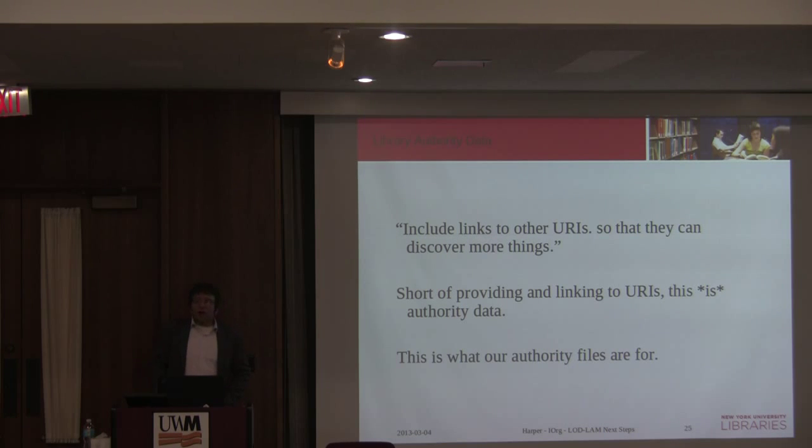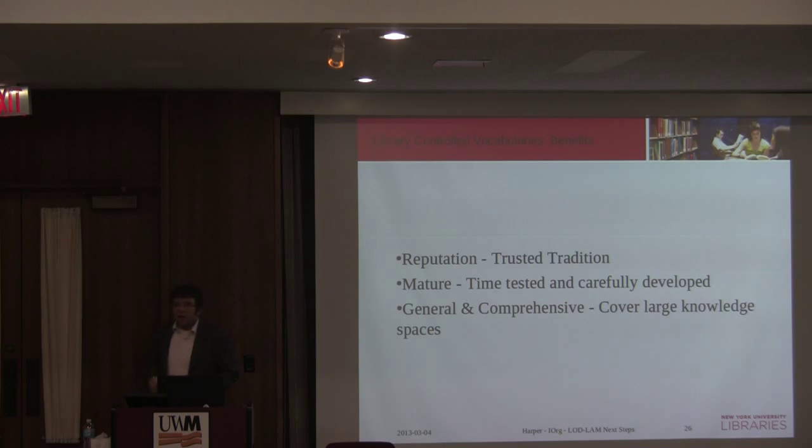So authority data is the one I want to focus on for a second. Because if you look at that principle of linked data, include links to other URIs so that people can find more stuff. Aside from assigning URIs to our authority records, this is what authority data is for. It's for collocating things. It's for enabling people to browse and navigate structures of topics and understand what resources are available about that. And they've been around for a long time, and people trust them, people want them.